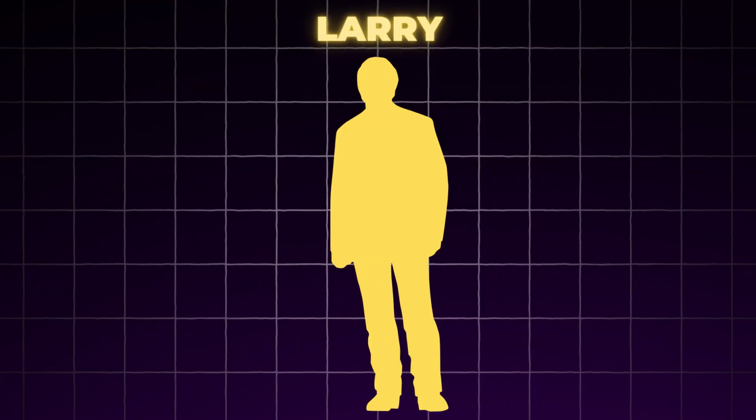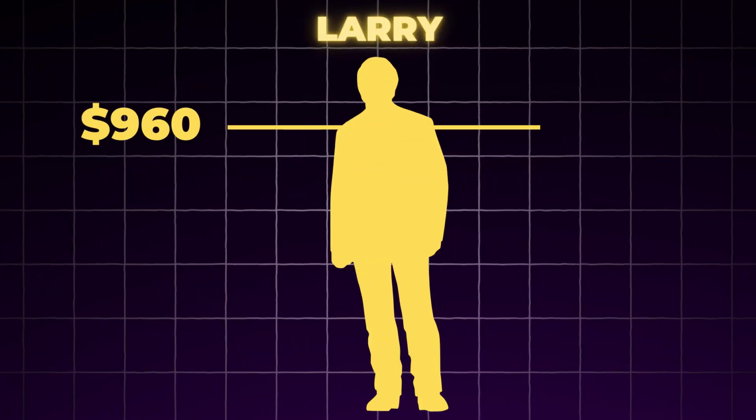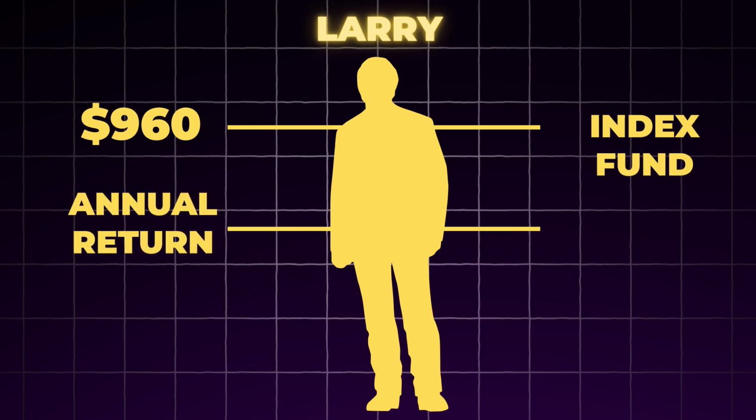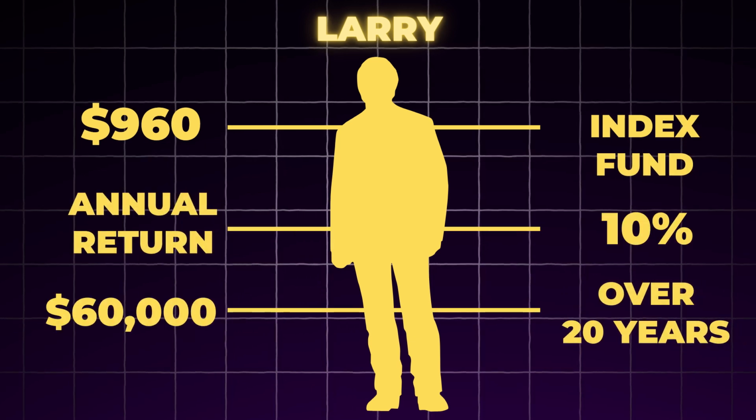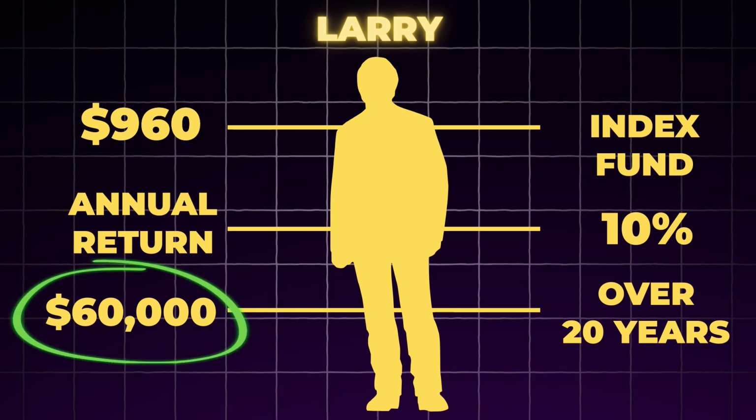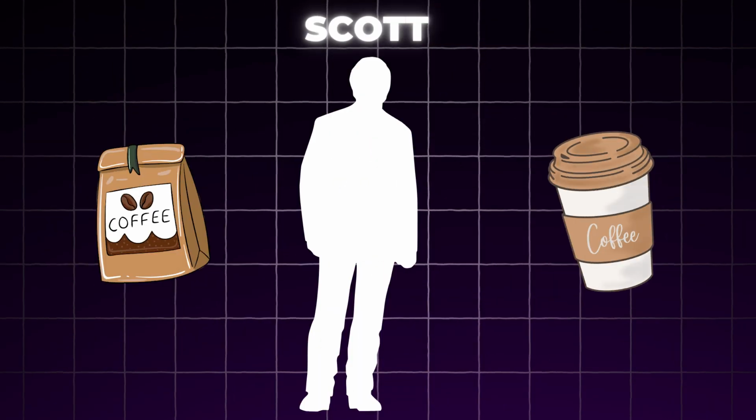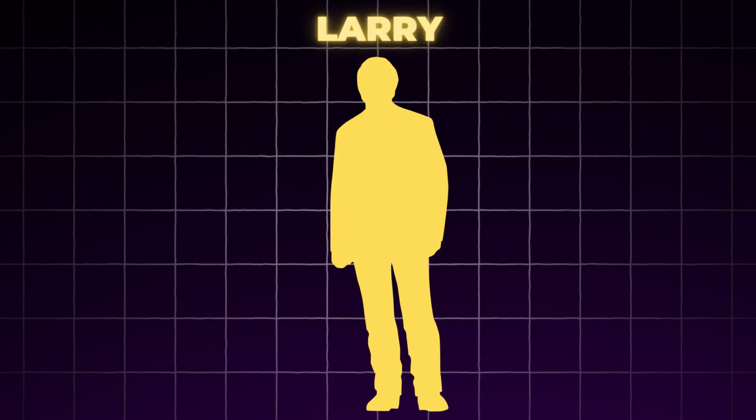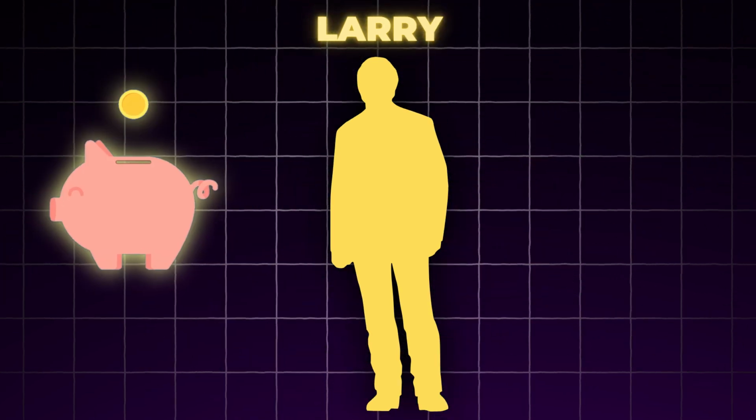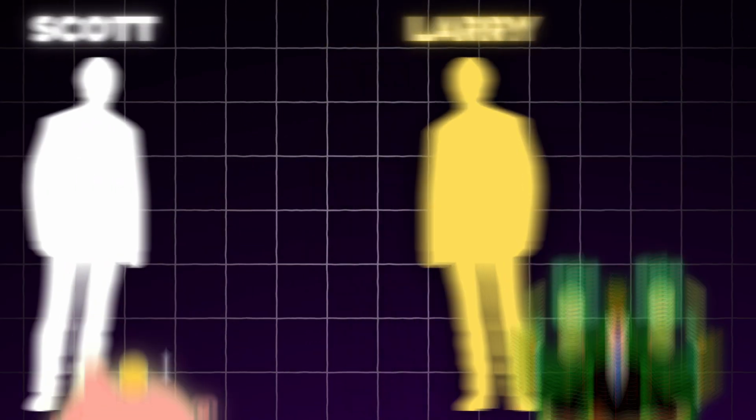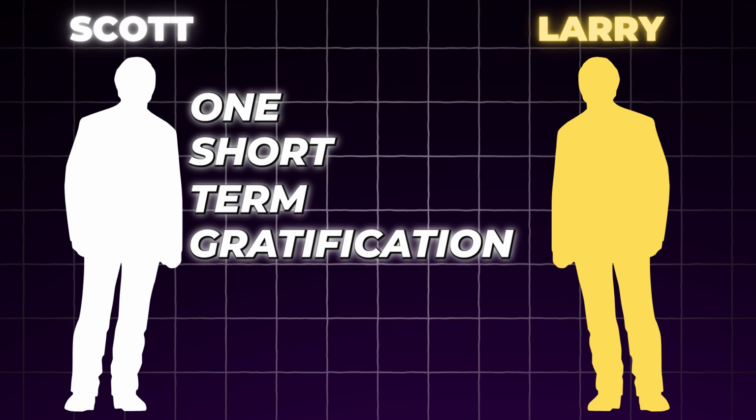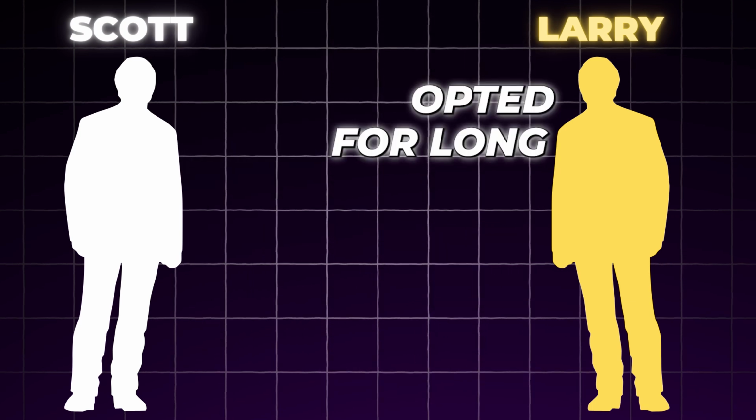Meanwhile, Larry takes a different path. Instead of spending $960 on coffee, he invests that money into an index fund with an average annual return of 10%. Over the course of 20 years, that simple decision compounds into nearly $60,000. While Scott enjoys his coffee, Larry has significantly grown his wealth, transforming small savings into financial freedom. The difference? One chose short-term gratification, while the other opted for long-term gain.